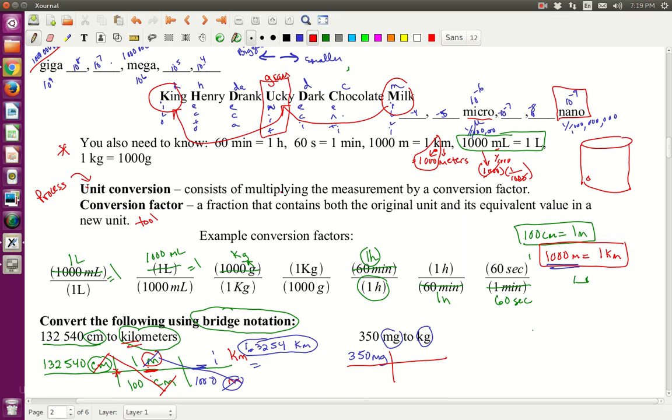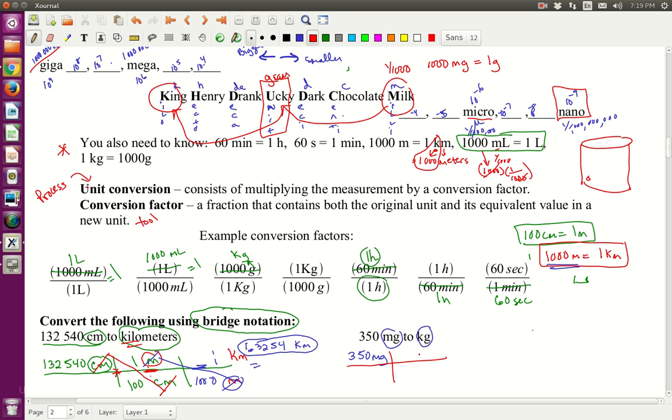Okay, so from milli to the base unit, what's the relationship? Well, milli means 1,000th. So it takes 1,000 of them, 1,000 milligrams is going to equal 1 gram. Because it's only 1,000th of a whole, it takes 1,000 of them to equal the base unit of 1 gram.